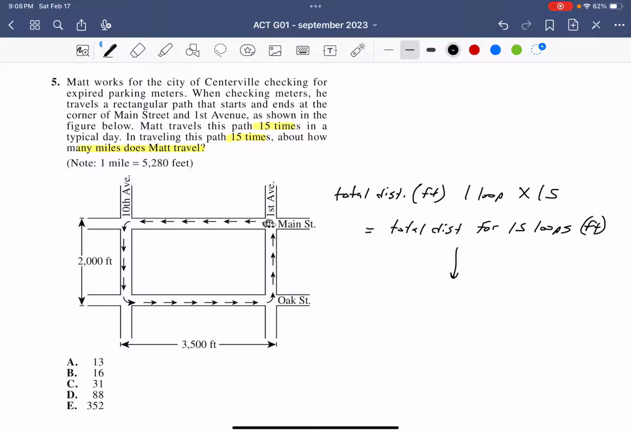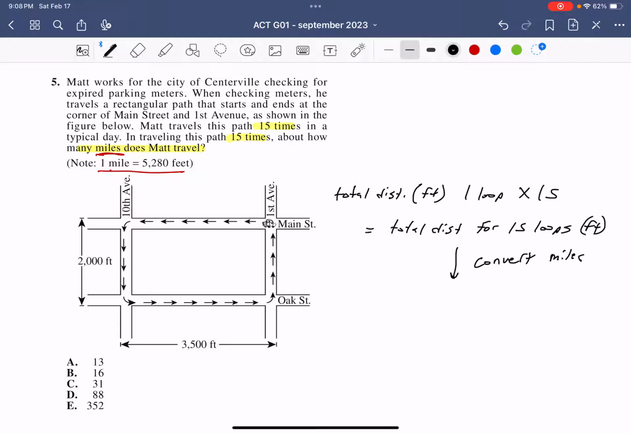And then from here, we're going to convert into miles because it asks us to convert it into miles right here. And this is our conversion we're going to use.